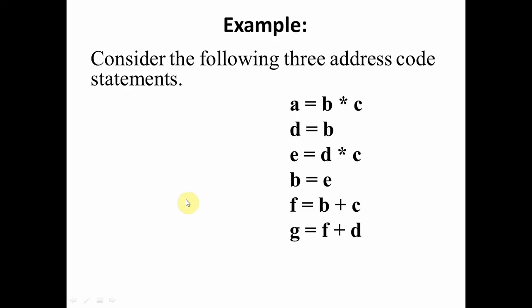So consider an example for 3-address code statements. This whole thing can be considered as a basic block. This basic block consists of 6 statements that are all 3-address codes. So we are going to create a DAG corresponding to this basic block.